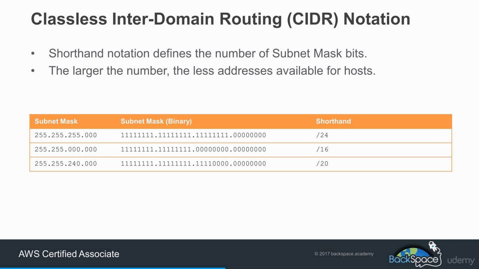So when we look at the example we had for 255.255.255.0, that has 24 ones. Okay, so that is 3 times 8. So that will be /24. Then we have 255.255.0.0, and that will be a /16. And then we have something a little bit more tricky, which is 255.255.240.0, and that has 20 ones leading it. So that will be a /20 in CIDR notation.